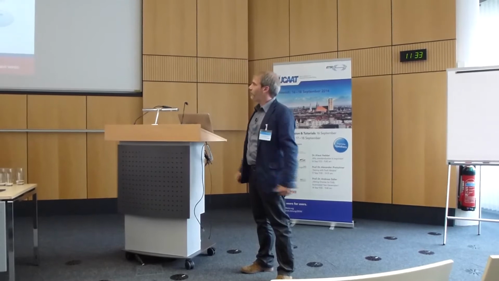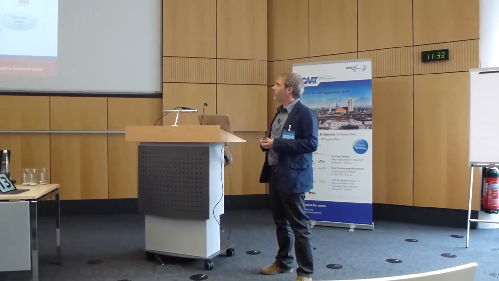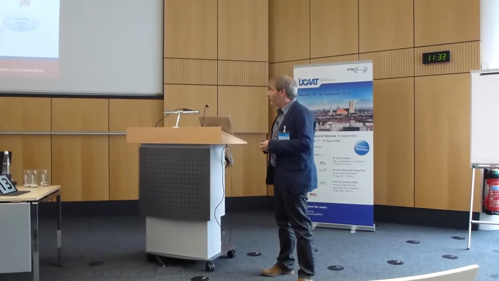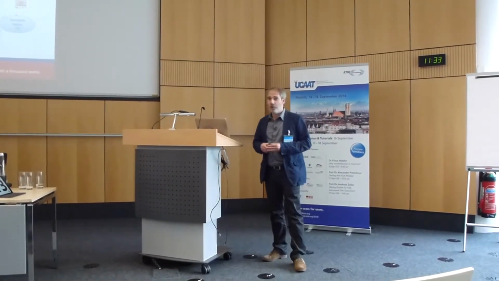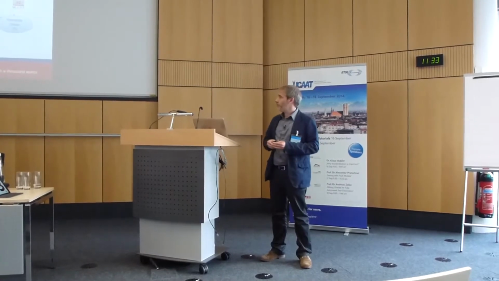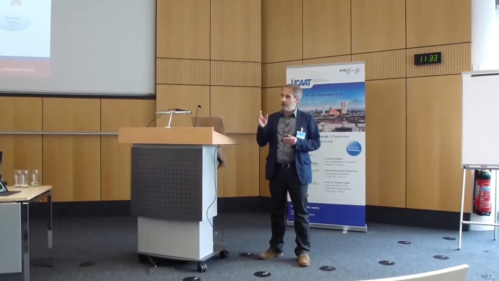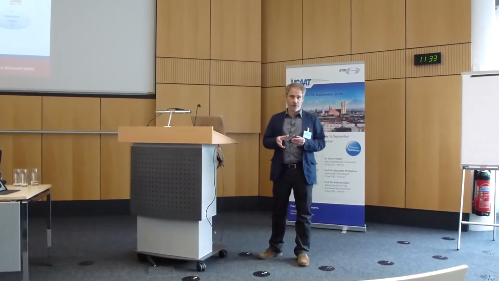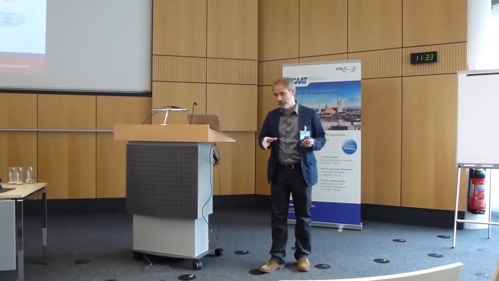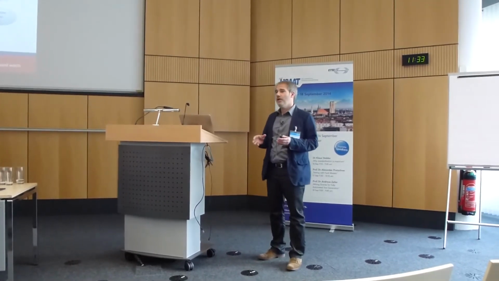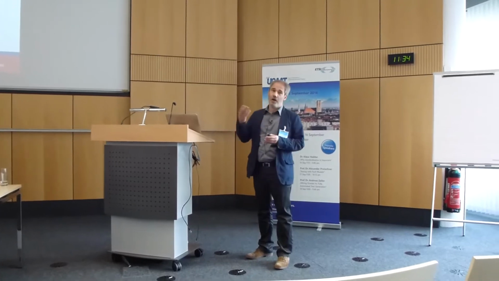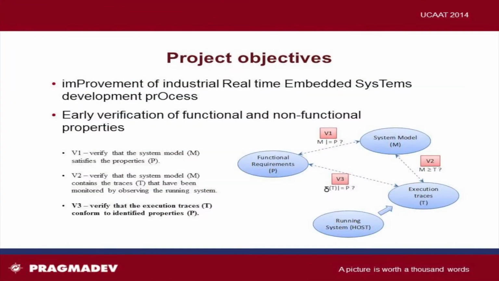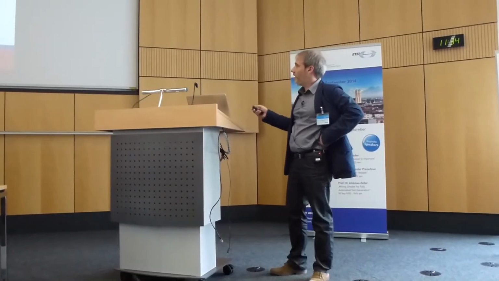There were different parts in the project, and one of the parts we were working on was on the verification of functional and non-functional properties. What we wanted to do is first to verify properties on traces coming from real execution. And then the idea came to also verify properties on traces coming from a simulation of a model of the system. So if you look at these triangles with V1, V2, V3, with the requirements, the model, and the traces, we will basically focus on the V3 part to verify the properties.